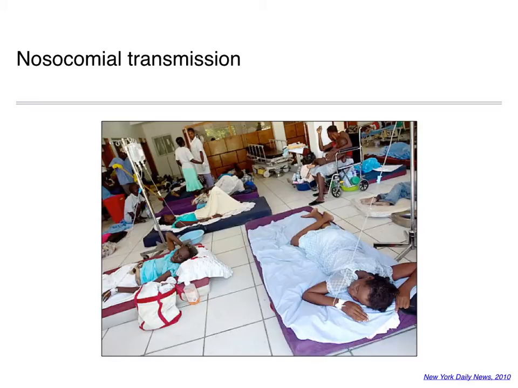This is obviously a severe example in Haiti during the course of an emergency, but even in Maine Medical Center, which you would think would have all of the state-of-the-art ways to prevent transmission back and forth to patients, Maine Medical Center has had some pretty bad data as far as showing the incidence of nosocomial infections, for instance, and spread from patient to patient. So even in a modern healthcare system, it's very easy to have nosocomial transmission.